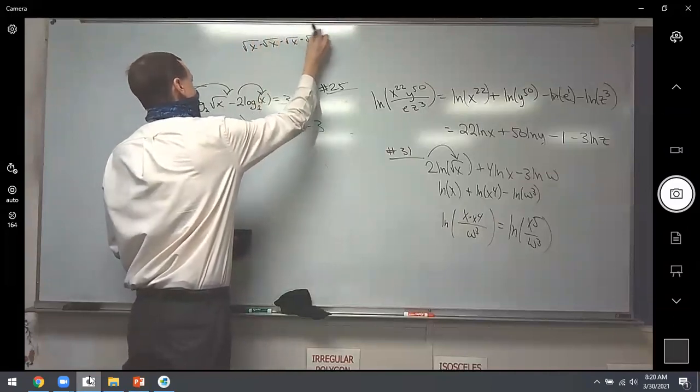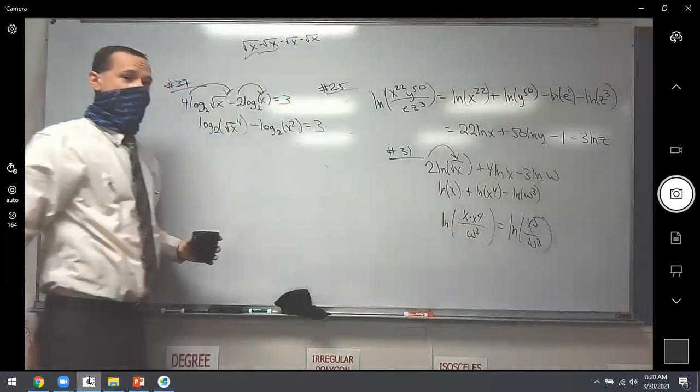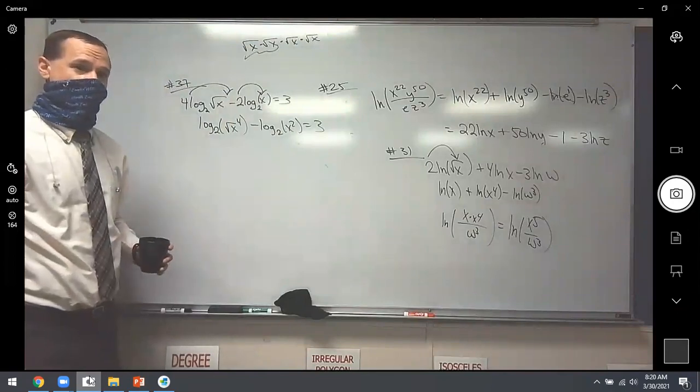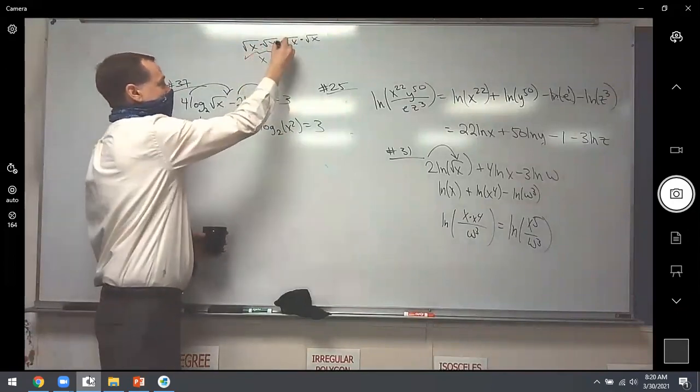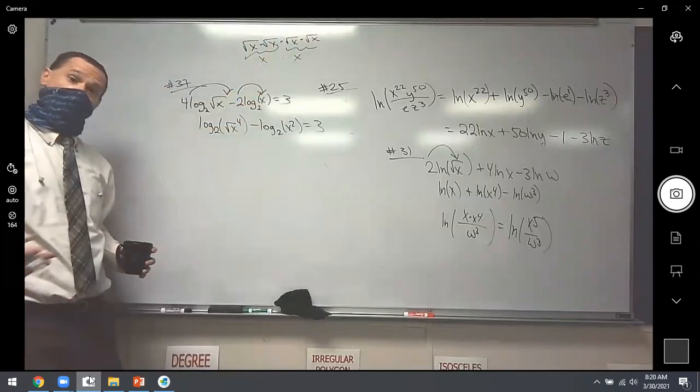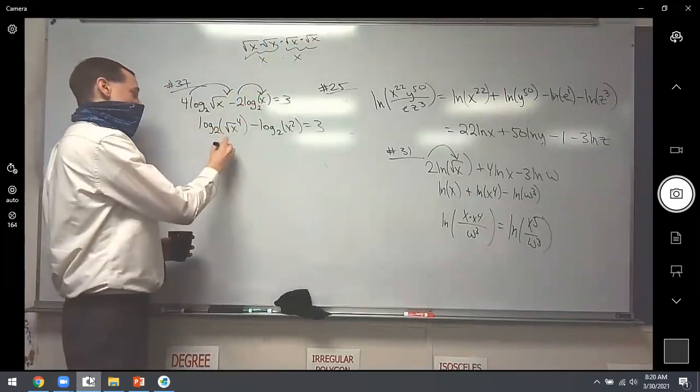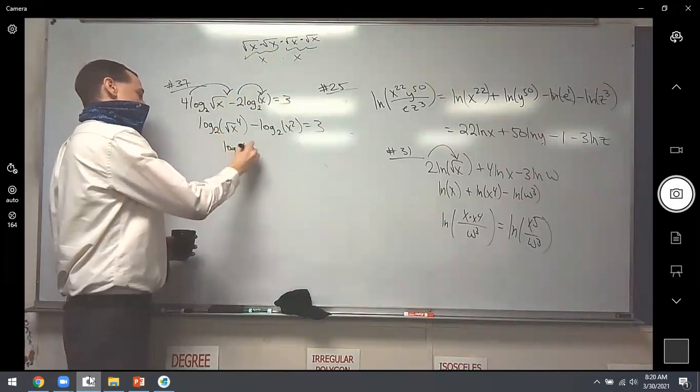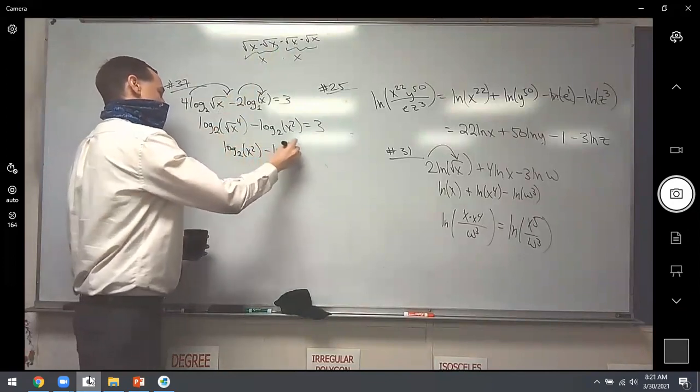Multiply by itself 4 times. Now, you know what 2 of them together are, don't you? That's just x, isn't it? And that's another x. So this is the same thing as x times x, or x squared. So we do have log base 2 of x squared. Good catch on that one.